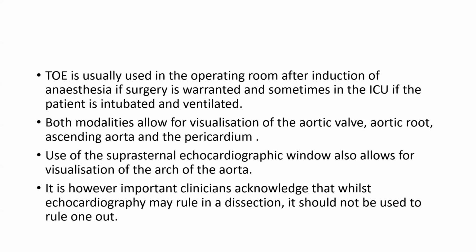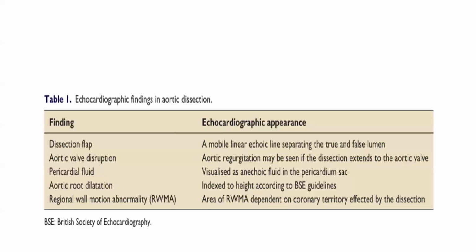It is, however, important that clinicians acknowledge that while echocardiography may rule in dissection, it should not be used to rule one out. Echocardiography findings in aortic dissection include the dissection flap, a mobile linear echoic line separating the true and false lumen. Then aortic valve disruption. Aortic regurgitation may be seen if dissection extends to the aortic valve. Then pericardial fluid, visualized as anechoic fluid in the pericardial sac.